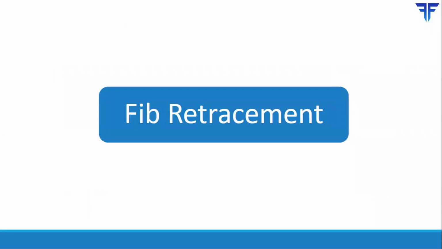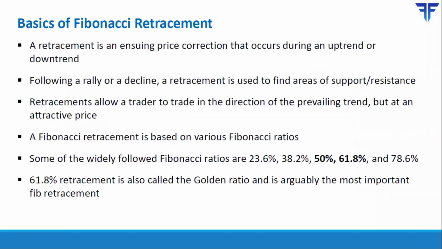So that was about trend lines. Now let us talk about Fibonacci retracement. Now, what is a retracement? A retracement is nothing but a price correction that could follow an uptrend or a downtrend.